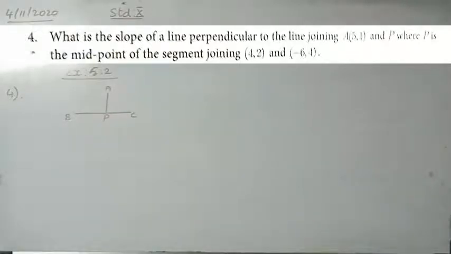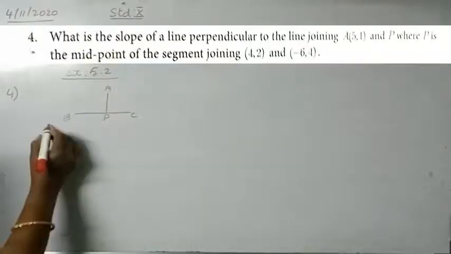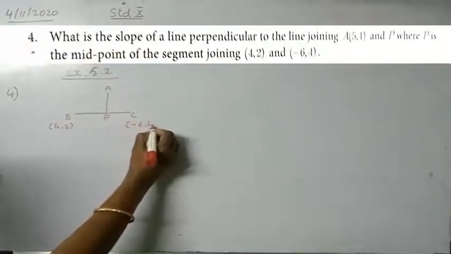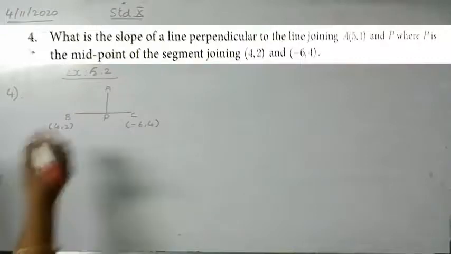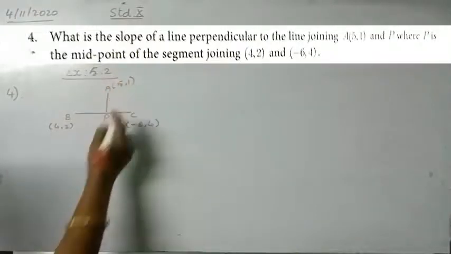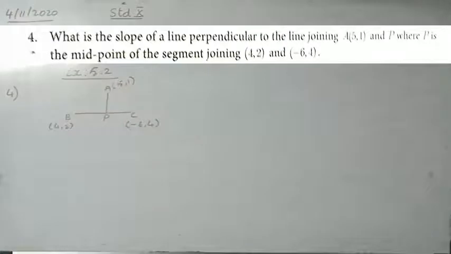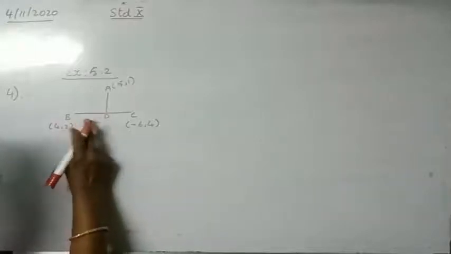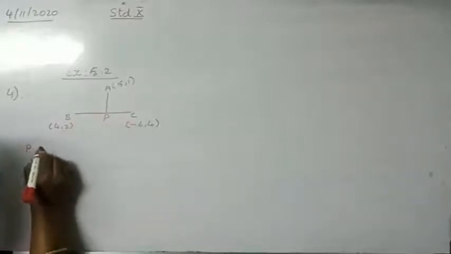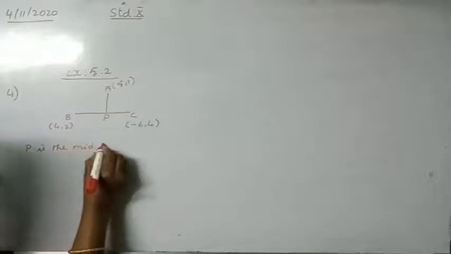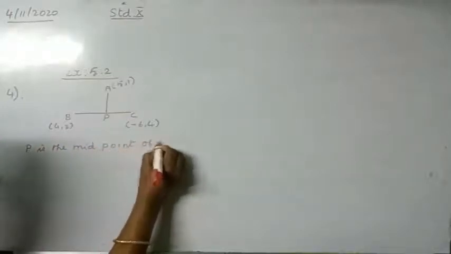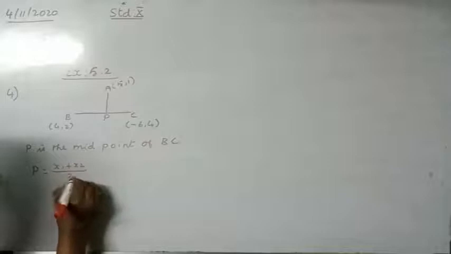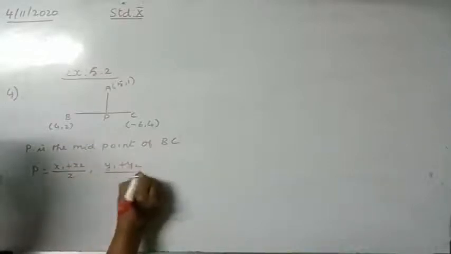We take these points for BC ourselves. So B is the point 4,2, and C is minus 6,4, and A is 5,1. So first I want to find P. It is given P is the midpoint of BC. So P is the midpoint of BC. So P is equal to, what's the formula? x1 plus x2 divided by 2, comma y1 plus y2 by 2.